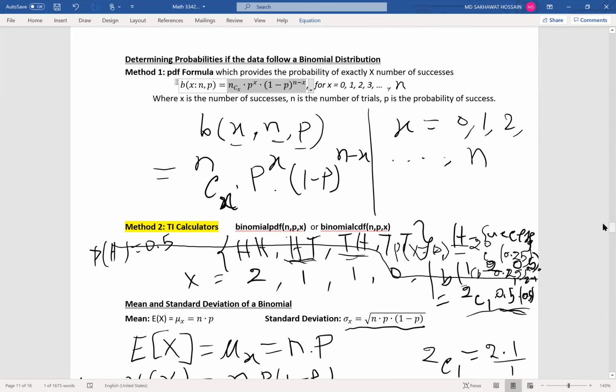If you have a TI calculator, then you can use this command, binomial PDF (n, p, x). N is the number of trials, p is the probability of success, and x is the number of successes. Or you can use binomial CDF. What is the difference between these two commands? I will show you.